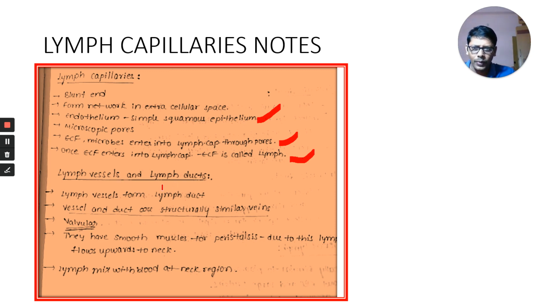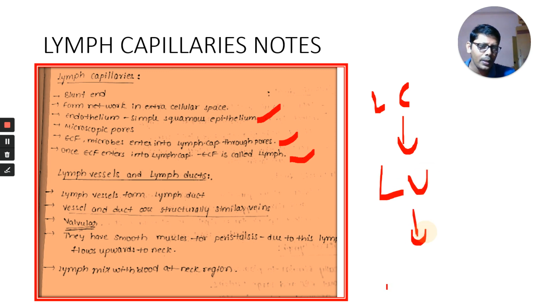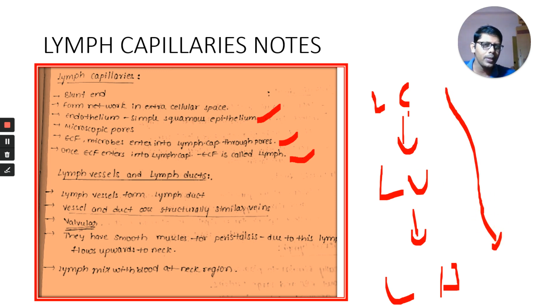Lymph vessels and lymph ducts. Lymph vessels form lymph duct. I told you earlier, lymph capillaries unite and form lymph vessel, and lymph vessels unite and form lymph duct. That means they have increasingly larger diameter. These are very small, compared to this is a larger one, and this is the largest among these three in diameter. Capillaries form lymph vessels, and lymph vessels form lymph duct.